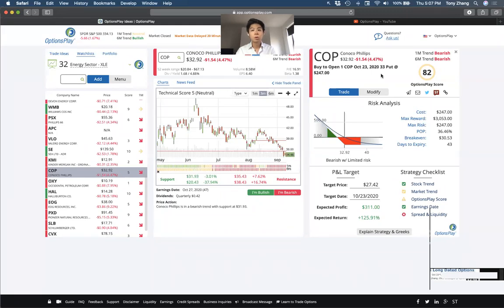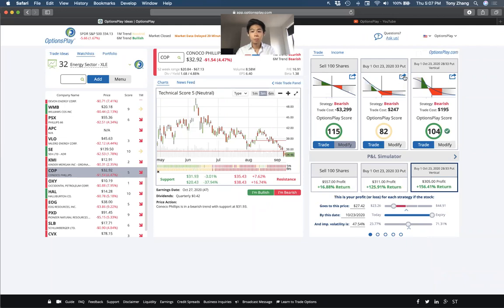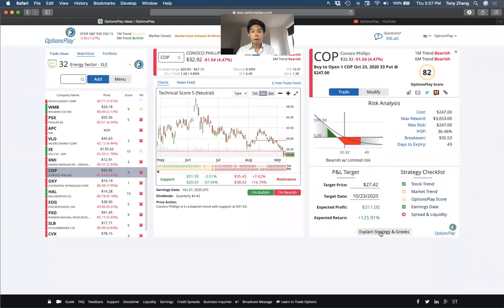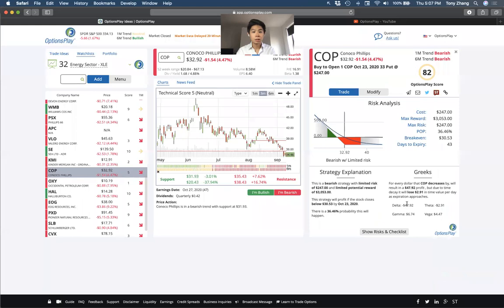Is a spread called two legs? Yeah, a spread is generally considered a two-leg strategy. That is correct. Michael's saying, I would like you to explain how to find and understand Greeks in the OptionsPlay website. Yeah, so for any strategy that you type in, if you click on the blue share button at the very bottom here, it'll say explain strategy in Greeks. That's where you can find all the Greeks of that strategy.